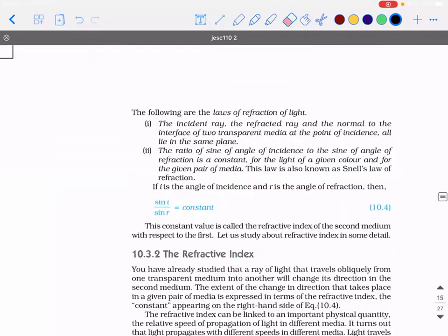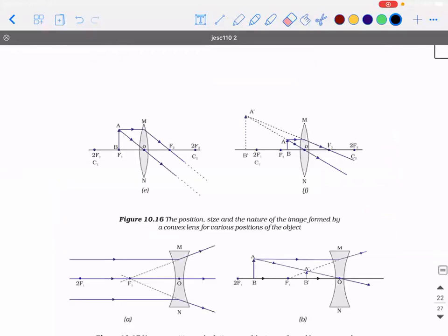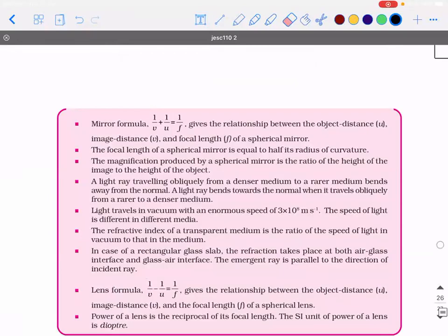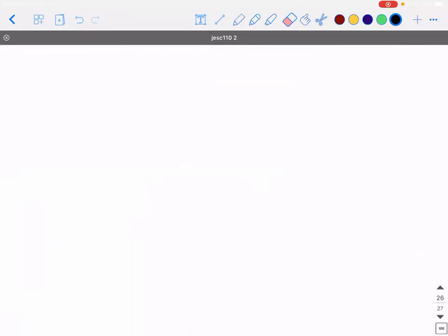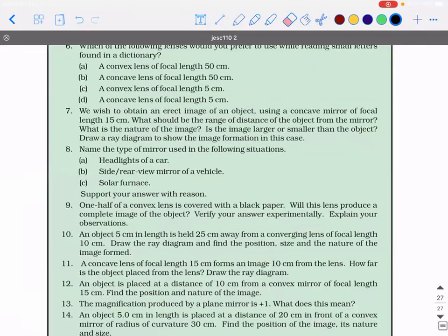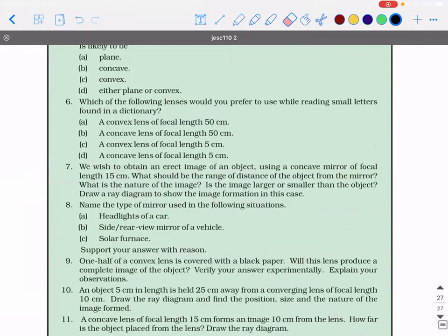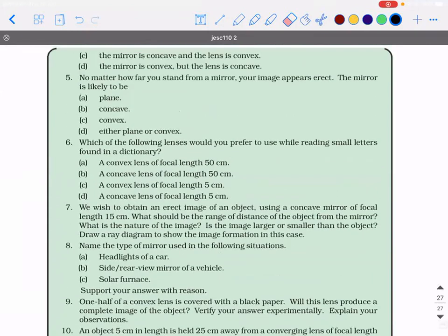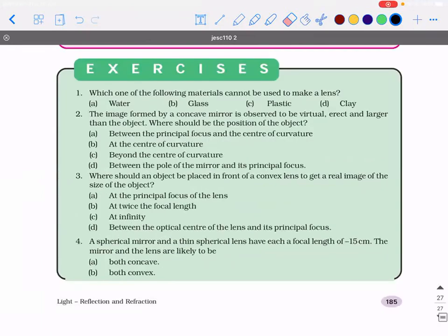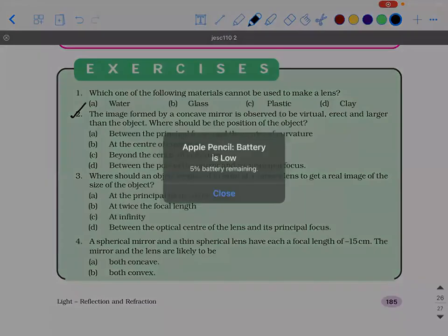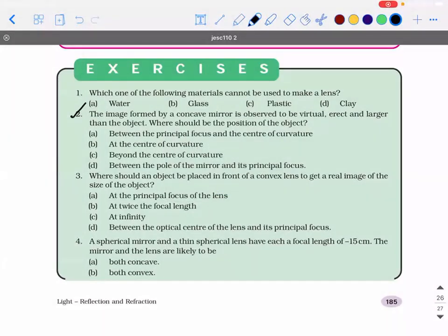Now we will go to some exercise problems which involves let's try to answer this. The image formed by a concave mirror is observed to be virtual, erect, and larger than object. Where should be the position of the object?